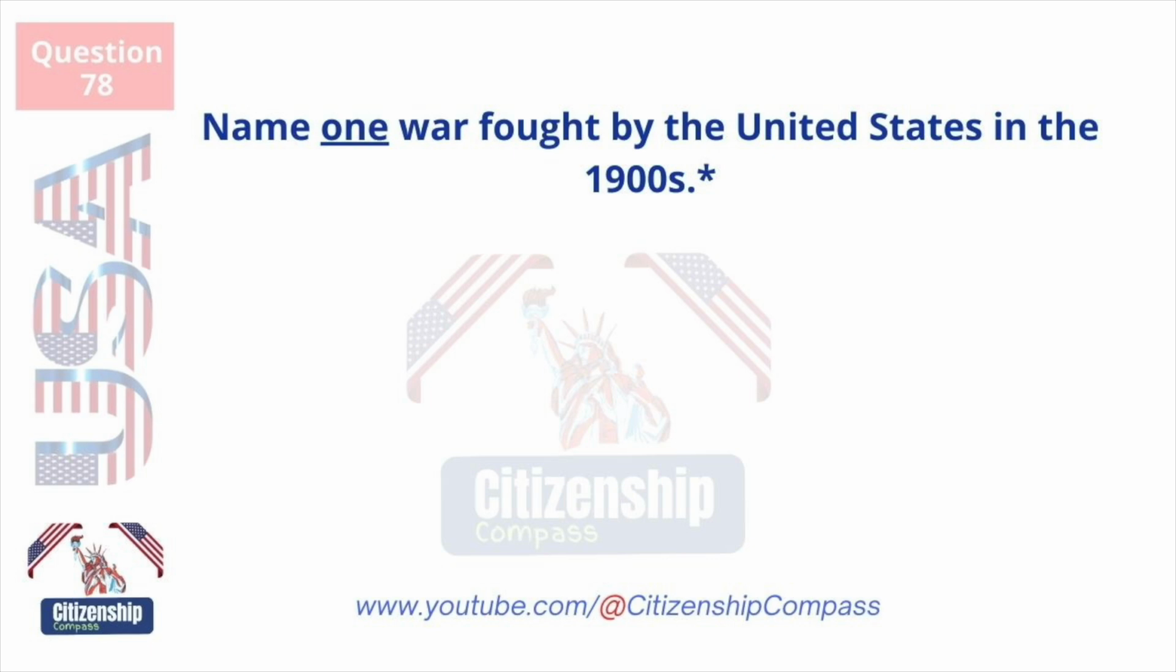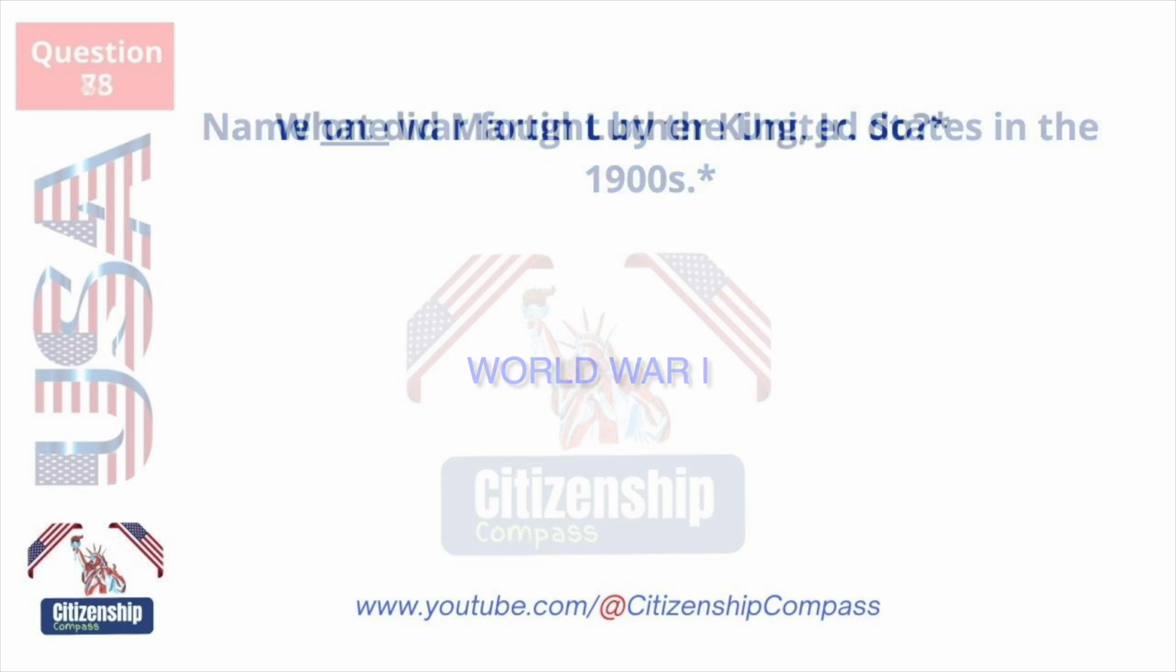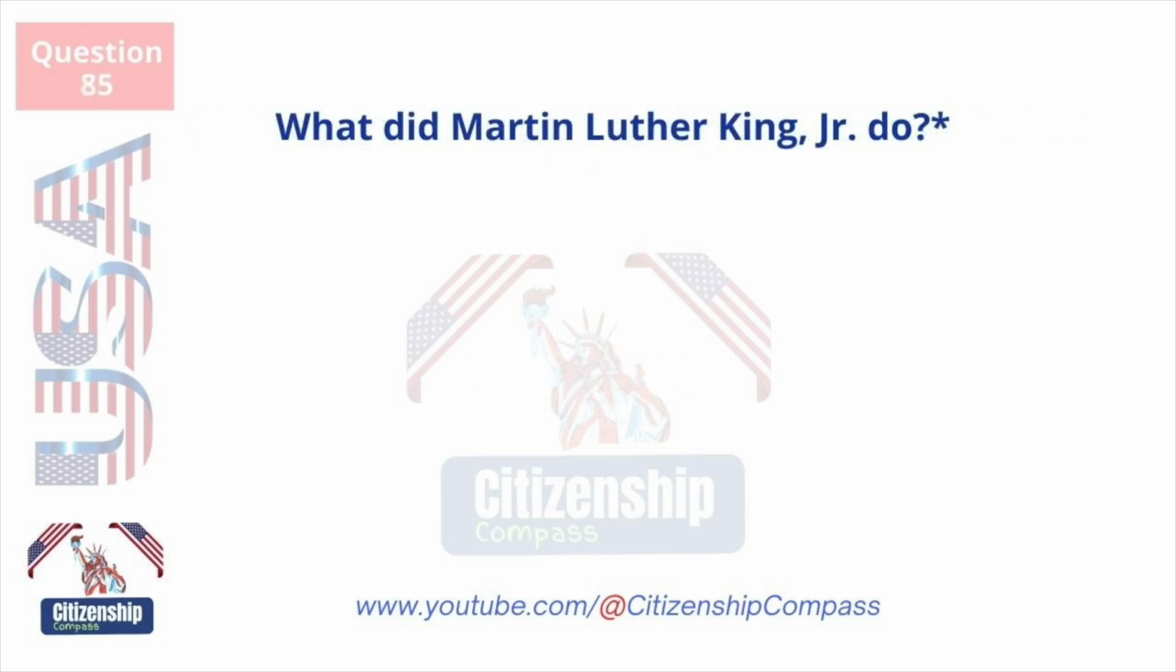Name one war fought by the United States in the 1900s. World War I. What did Martin Luther King Jr. do? Fought for civil rights.